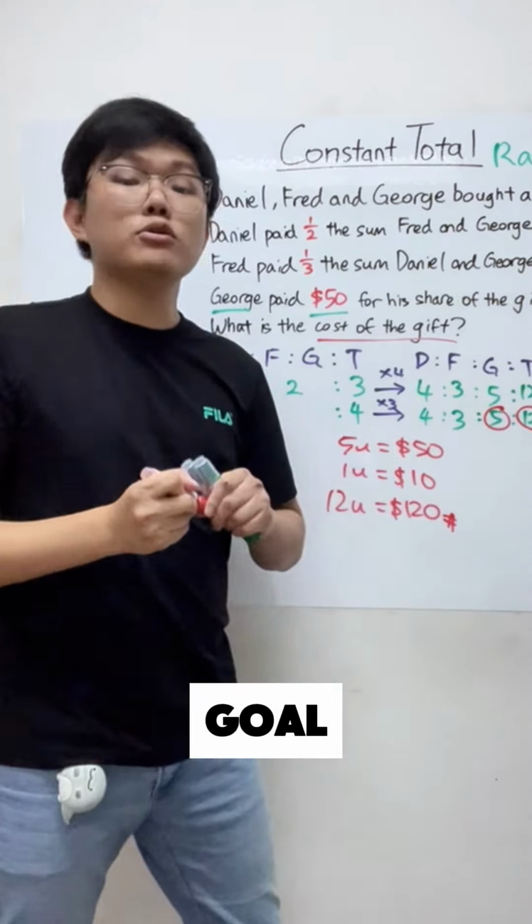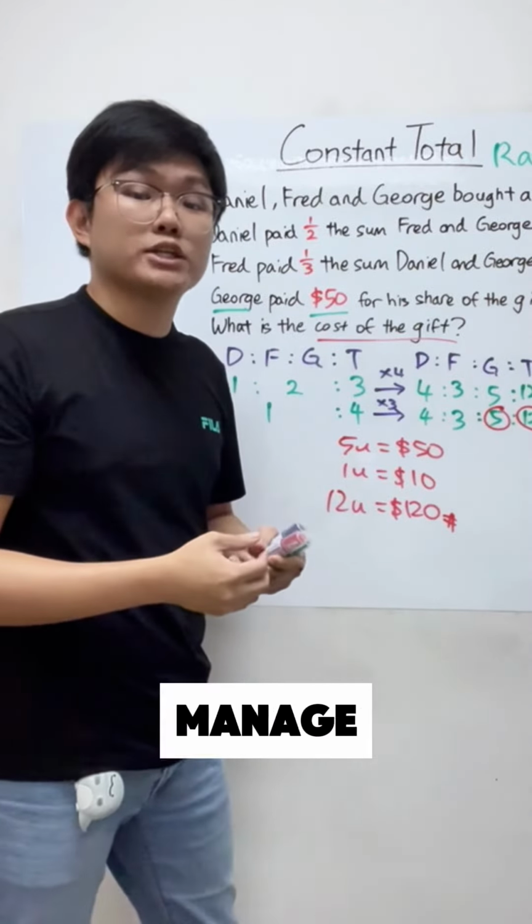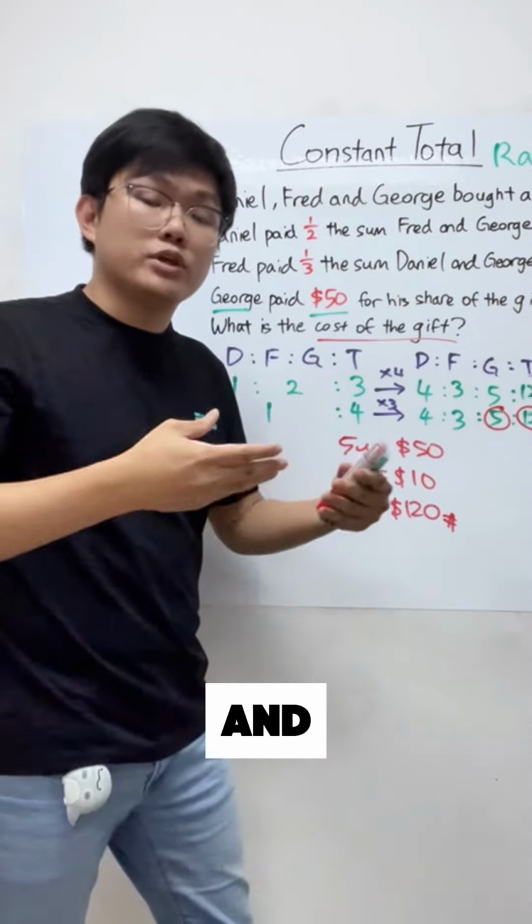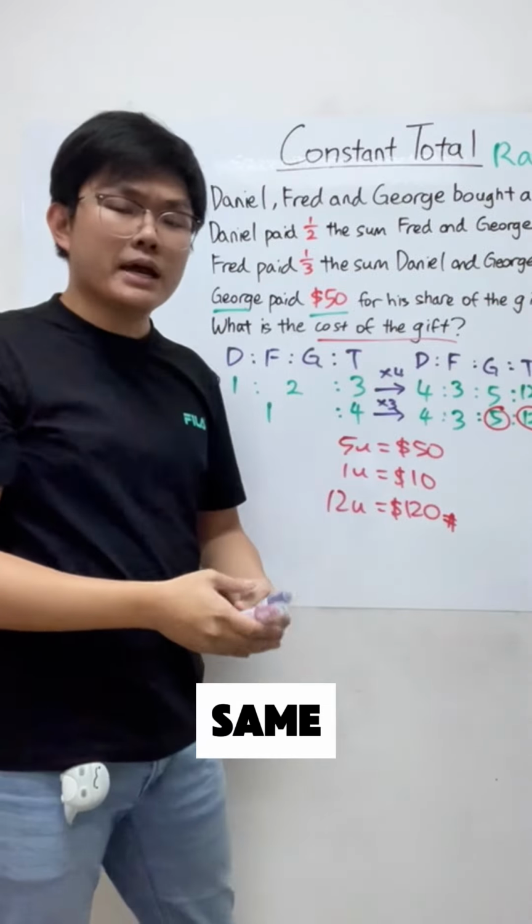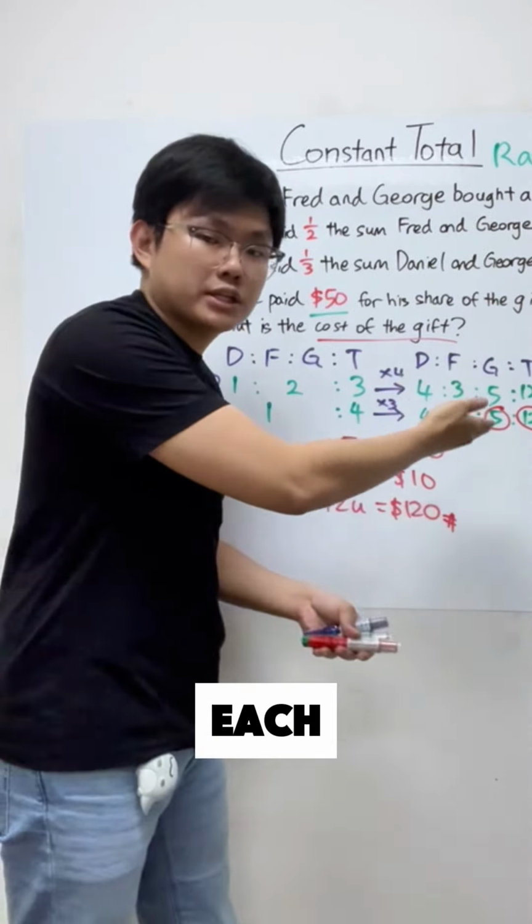So always remember, the main goal of how you use a constant total will be if we manage to see that the total maintains the same, and we use ratio to force the total to become the same, allowing us to determine the units for each term inside the question.